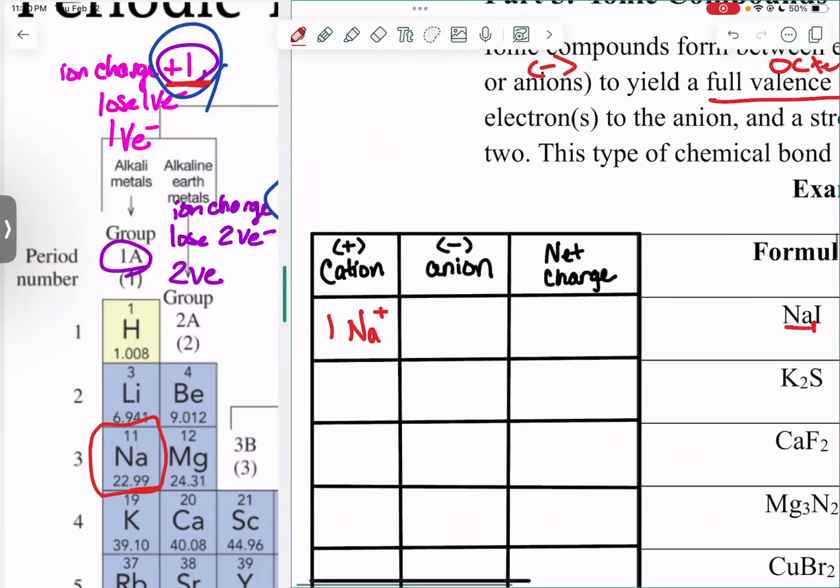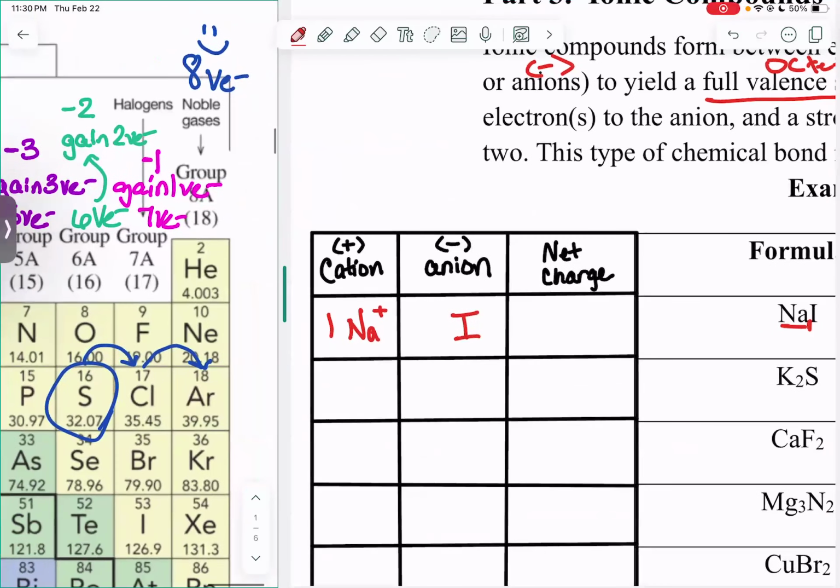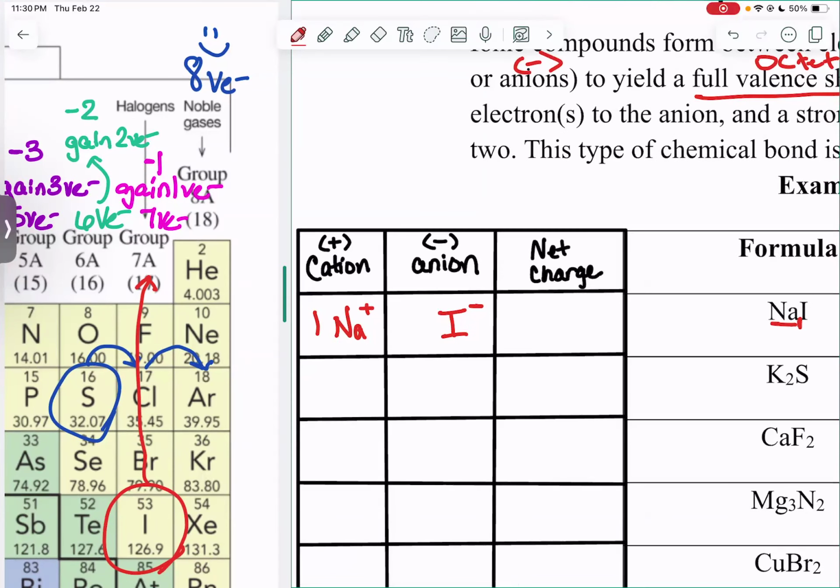Okay, what is my anion? My anion is iodine, but it's become an ion, so it's iodide. Here's iodine, and iodine turns into iodide. It's in group 7A, so it has 7 valence electrons. It's going to gain 1 and become a negative ion, an anion. You're always going to see that the cation's first, the anion second. In the formula, our anion has only 1 atom of it in the ratio. So I have 1 sodium ion and 1 iodide ion.